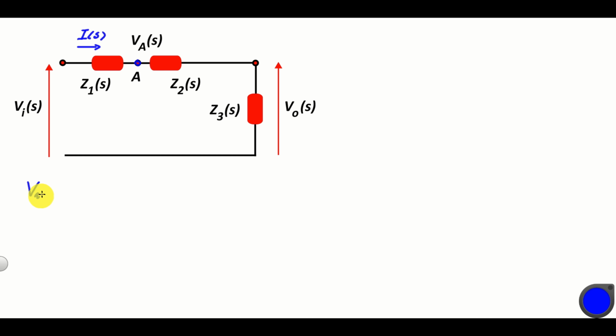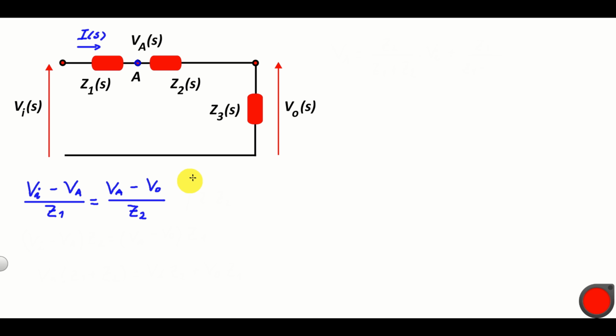Vi minus VA over the impedance Z1 is equal to VA minus Vo over Z2. Note over here that for simplicity, I have dropped the subscript S, since it is understood that all the variables depend on the complex S variable.